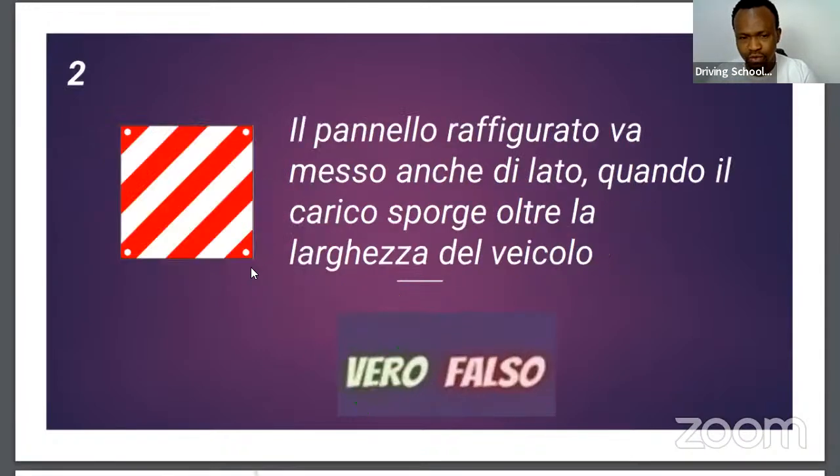Let's proceed to the next one, which says, il pannello raffigurato va messo anche di lato quando il carico sporge oltre la larghezza del veicolo. So what is our response to this question number 2, vero or falso? True or false? Please, if there is anything you don't understand, do not hesitate to ask, because we are here for that.